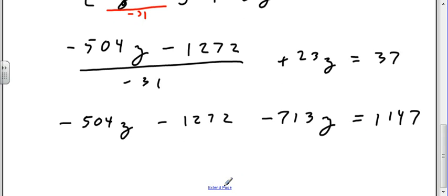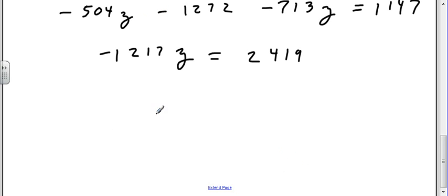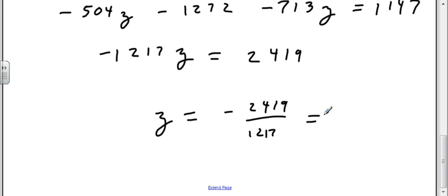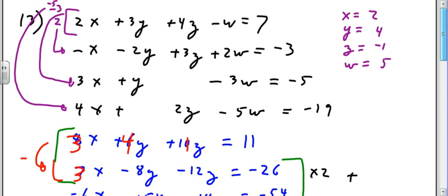Okay, 504 plus 713, 1217 minus sign z is equal to 1272 plus 1147. 2419. Z is equal to minus 2419 divided by 1217, which is not a whole number. So it's minus something close to 2, and I'm looking for a z is equal to 1.